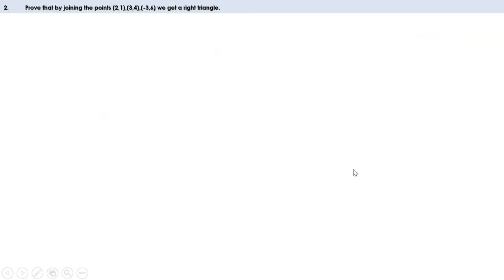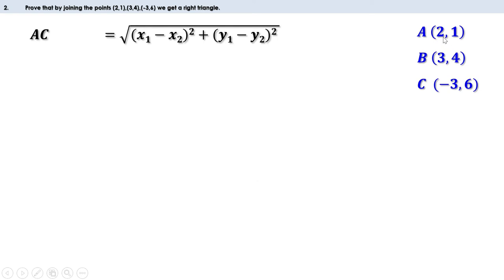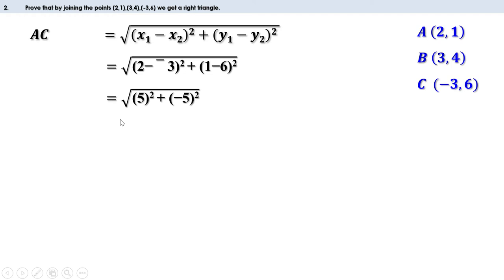Now let us find the length of the side AC. It is the distance between the points (2, 1) and (-3, 6). So that is equal to root of (2 minus minus 3) whole square plus (1 minus 6) whole square. 2 minus minus 3 is 5 and 1 minus 6 is minus 5. So this can be written as root of 5 square plus (minus 5) square. 5 square is 25 and minus 5 square is also equal to 25. So this can be written as root of 25 plus 25 and that is equal to root 50. That means the length of the side AC is root 50.